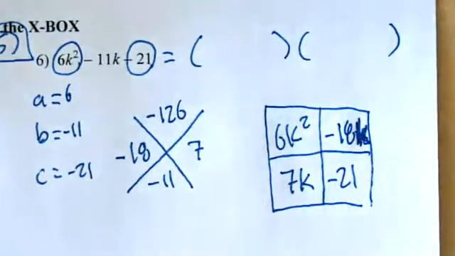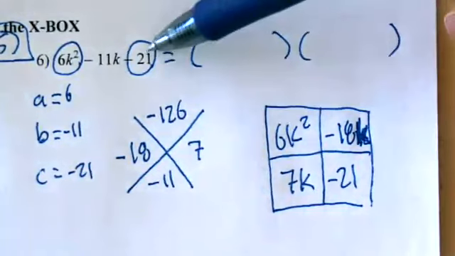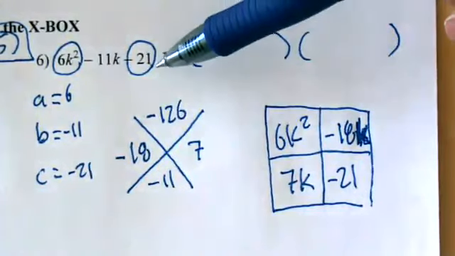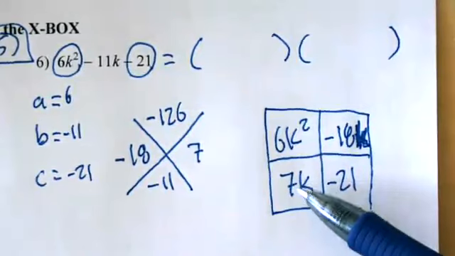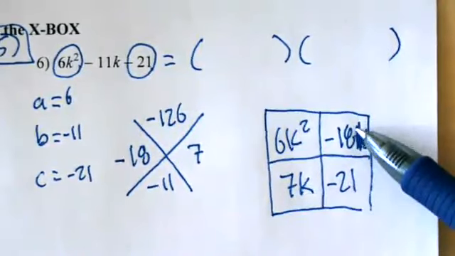Did you remember to put K's after your 7 and your negative 18? That's a very common mistake, forgetting those K's. Negative 21 was from here. These 2 spots can be flipped. So you can have the negative 18 down here. You could have the 7 up here.